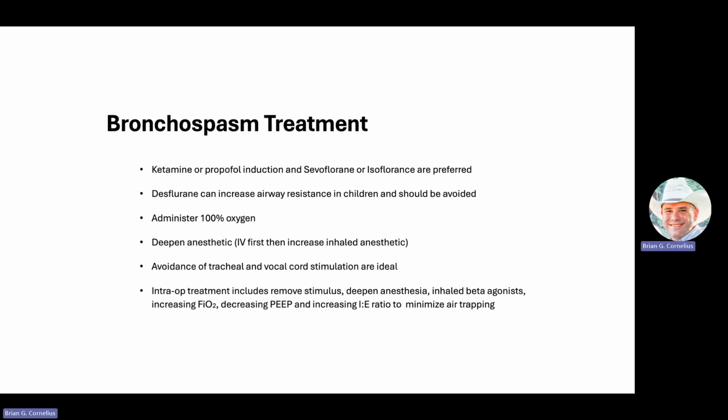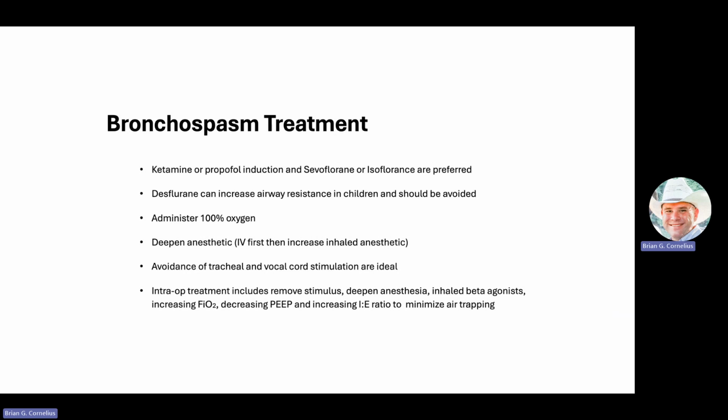Kind of goes without saying, but 100% oxygen needs to be administered to your patient that's becoming hypoxic. Deepen your anesthetic, as I said. Go ahead and, if you have IV access, give that. But generally, these things are happening simultaneously. So you may give additional propofol at the same time as deepening your volatile agent.